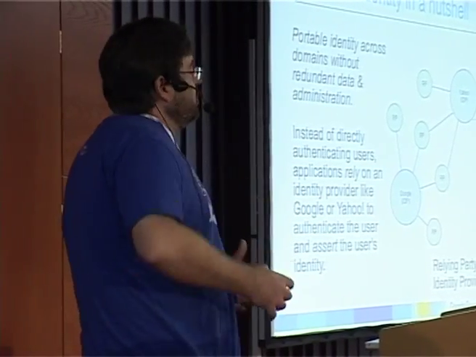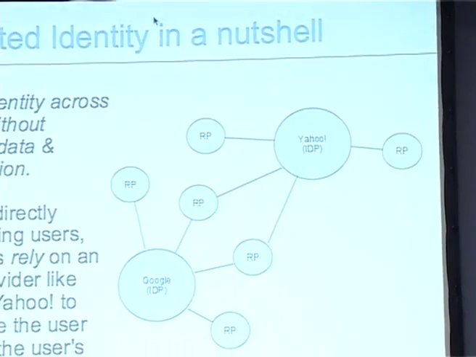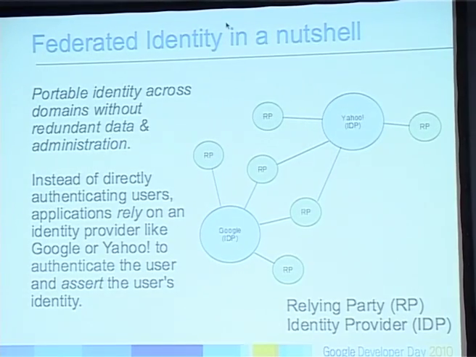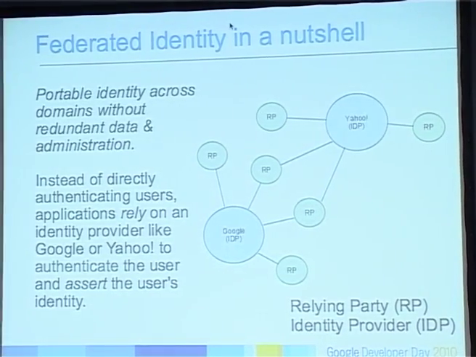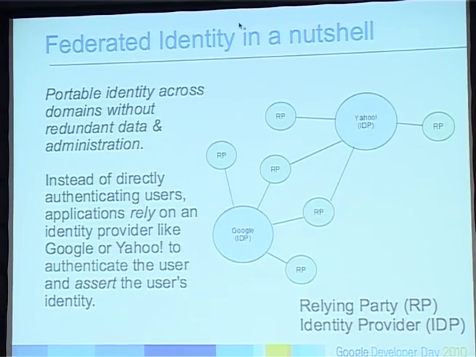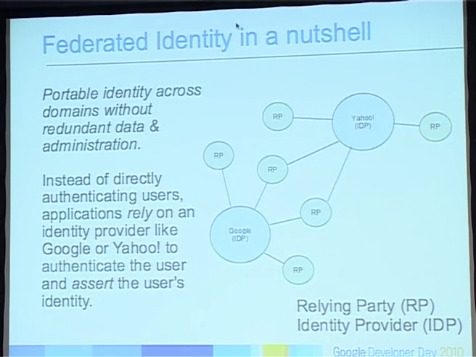Before we go into OpenID, I just want to talk about this concept of federated identity. There's this somewhat academic definition, which is: portable identity across domains without redundant data and administration. What that really means is it's just a way for users to have a single account that they can use to log in to different websites that are managed by different companies and organizations, and securely share their identity, but do it in a way that doesn't reveal information about their account and their credentials or password in order to log in.